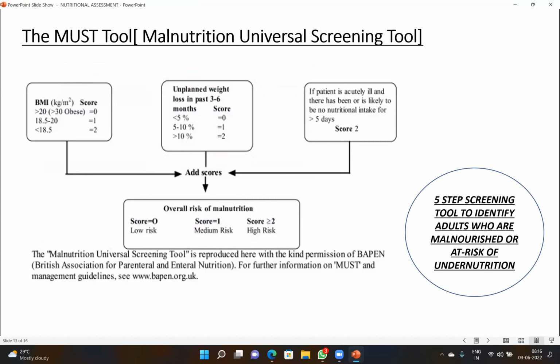The MUST tool is a 5-step screening tool to identify adults who are malnourished or at risk of malnutrition. We take into account 3 factors: BMI of the patient, unplanned weight loss in the past 3 to 6 months, and if the patient is acutely ill or there has been less nutritional intake in the past 5 days, then we score it 2. We add all 3 scores. If the score is 0, then it's low risk. Score 1 is medium risk, and a score of 2 or more is high risk.